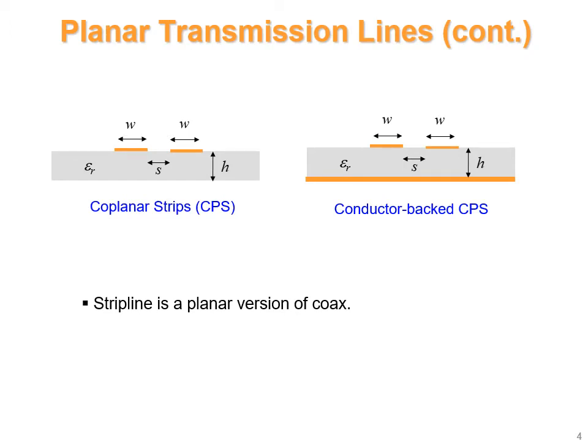If you see the structure of a strip line, it resembles a coaxial cable. So a strip line is a planar version of a coaxial cable. How is it a planar version of a coaxial cable?